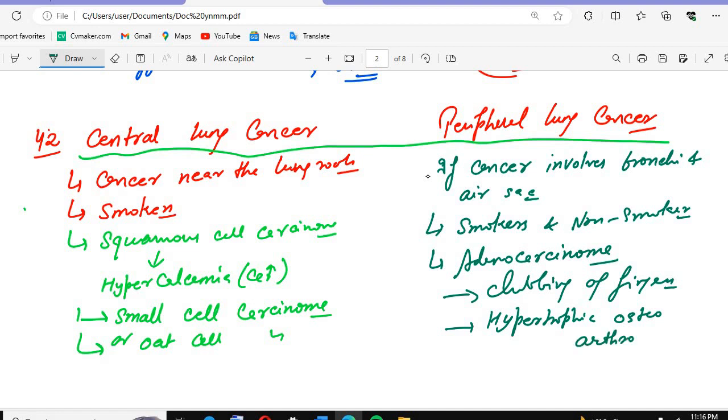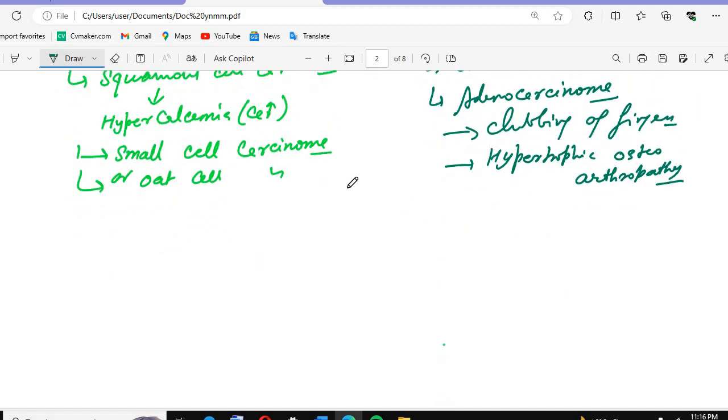Whenever we get the time, we will discuss all the lung cancers in detail, because if any questions come, you will definitely be able to do them. But once we complete the syllabus, after that we will do these types of things.